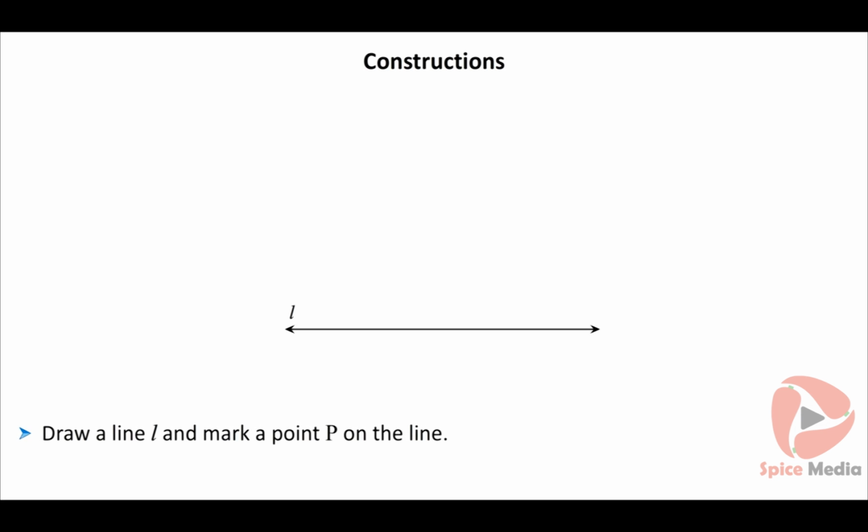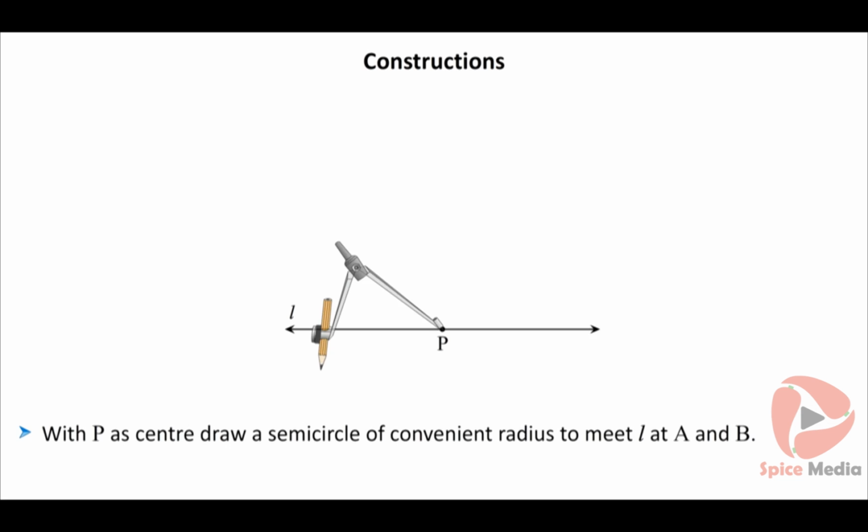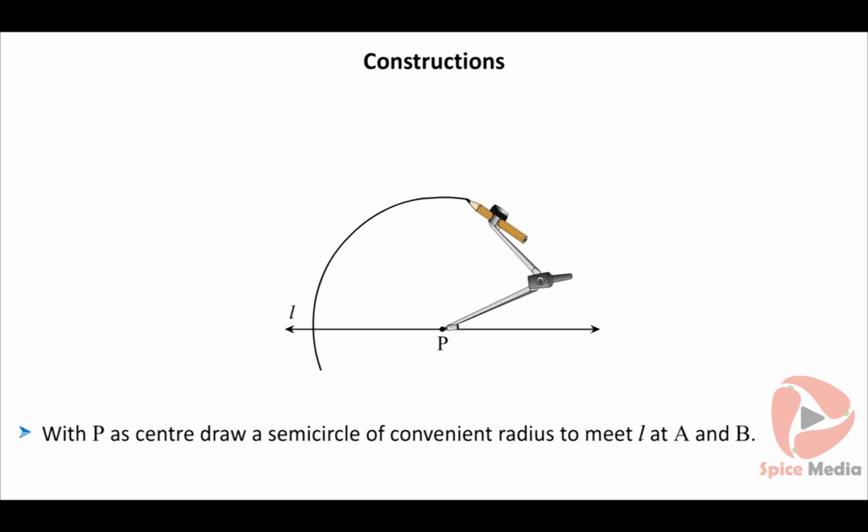Let us construct a perpendicular from the given point on the given line. Here are the steps of construction. Draw a line L and mark a point P on the line. With P as center, draw a semicircle of convenient radius to meet L at A and B.